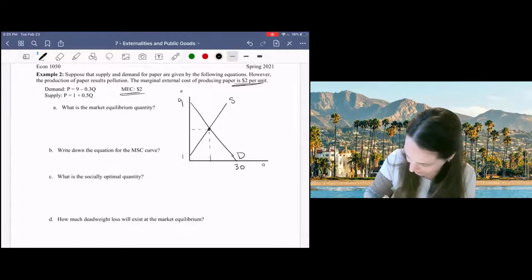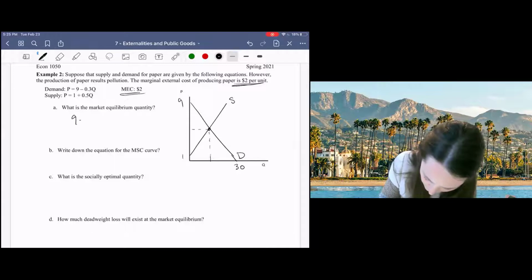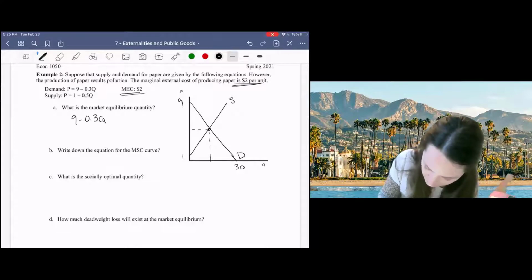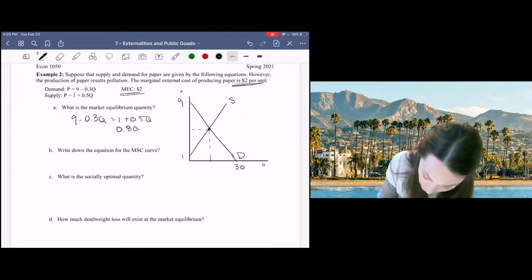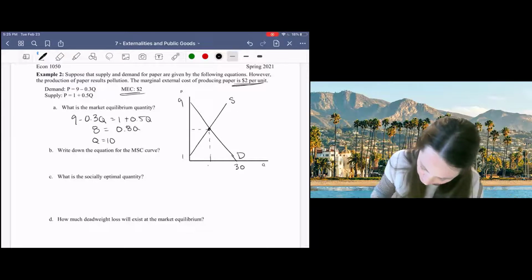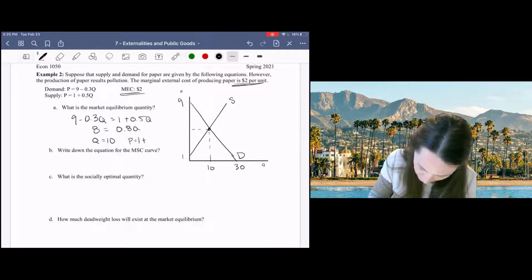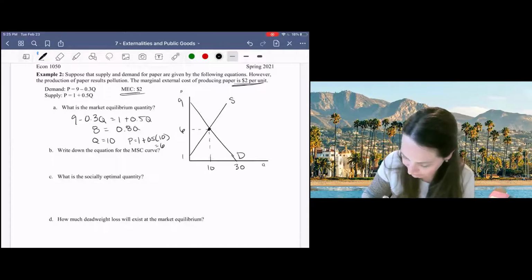Here, where supply intersects demand. So I've got 9 plus 0.3Q is equal to 1 plus 0.5Q. So 0.8Q is equal to 8, and the market equilibrium quantity is 10. Price will be 6 at the market equilibrium.